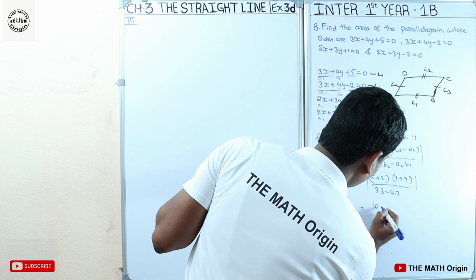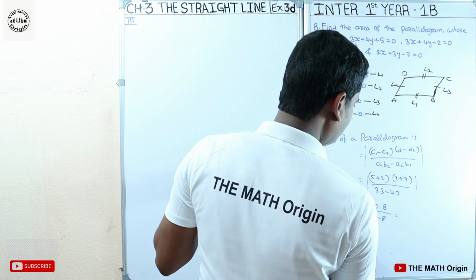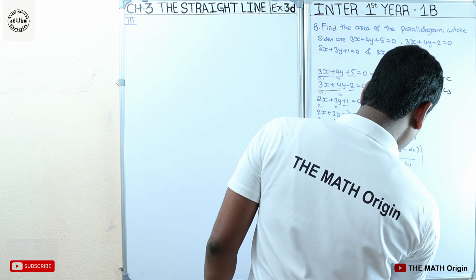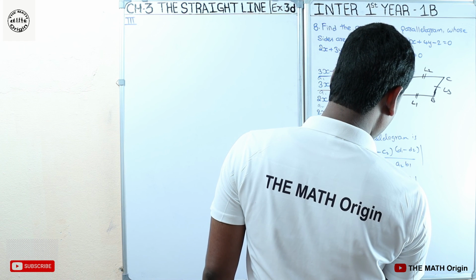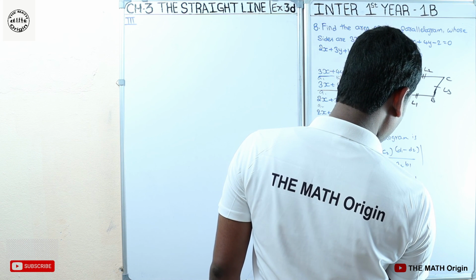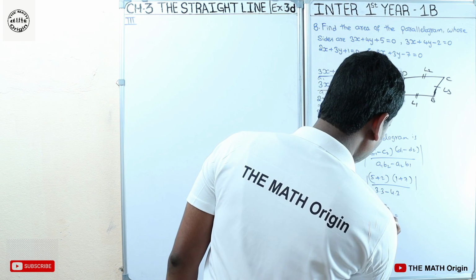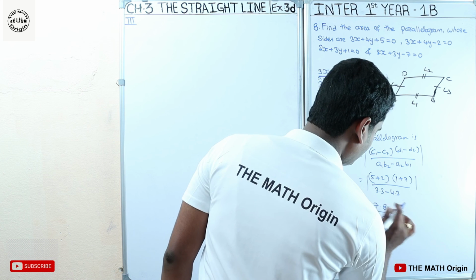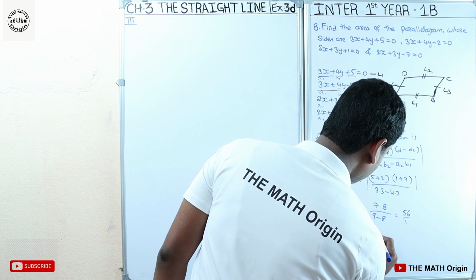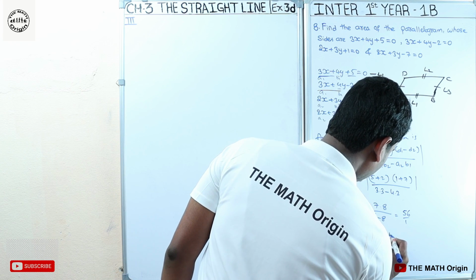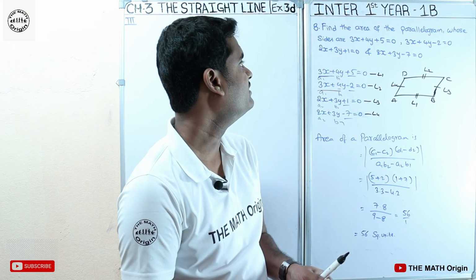Okay, that equals to 10 into 8 by 3 is 9 minus 8, which is equals to 10 into 8 by 1. Oh, sorry, 5 plus 2 is 7, and 1 plus 7 is 8. So 7 into 8 by 1, which is equals to 56 square units. Okay. Therefore, the area of the parallelogram is 56 square units.